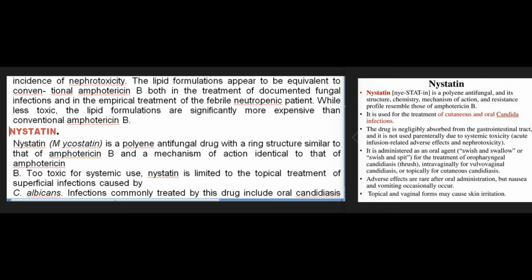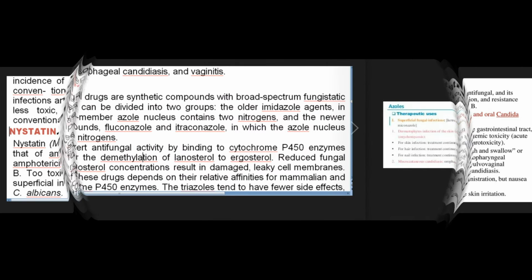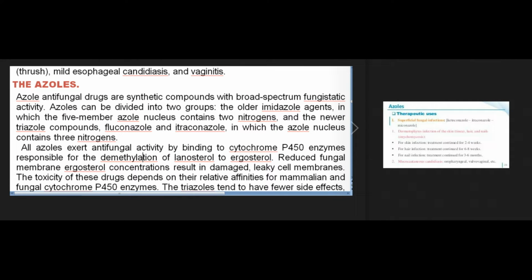Nystatin. Nystatin, Mycostatin, is a polyene antifungal drug with a ring structure similar to that of amphotericin B and a mechanism of action identical to that of amphotericin B. Too toxic for systemic use, nystatin is limited to the topical treatment of superficial infections caused by C. albicans. Infections commonly treated by this drug include oral candidiasis, thrush, mild esophageal candidiasis, and vaginitis.